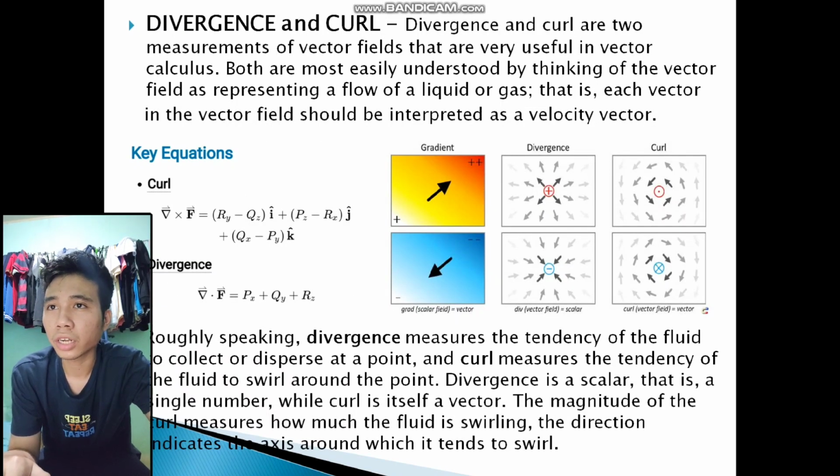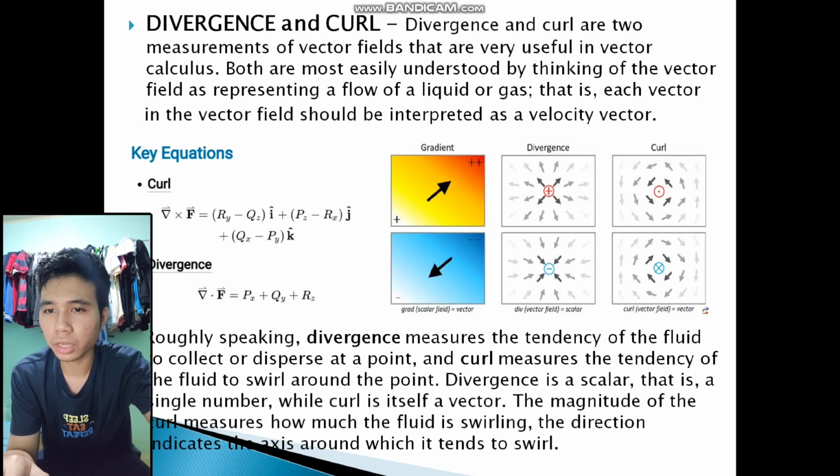Divergence and curl. Divergence and curl are two measurements of vector fields that are very useful in vector calculus. Both are most easily understood by thinking of the vector field as representing a flow of liquid or gas. That is, each vector in the vector field should be interpreted as a velocity vector. Roughly speaking, divergence measures the tendency of the fluid to collect or disperse at a point, and curl measures the tendency of the fluid to swirl around the point.